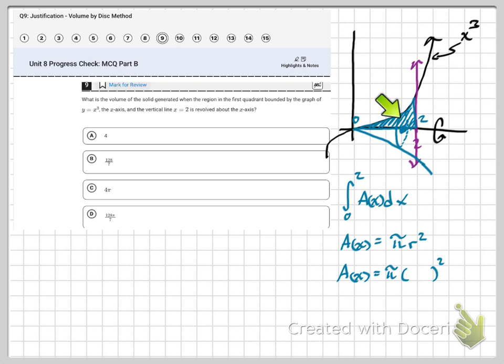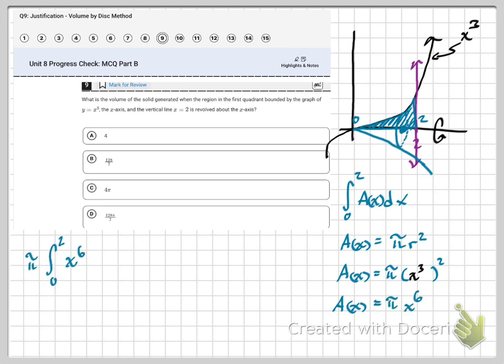Now, if you're just looking at this circle, maybe it makes a lot of sense to you. The radius always starts at the axis of revolution, and then it goes up to the outer curve, or whatever curve you're revolving, in which case it's x to the third. And so that's going to be our radius. If we simplify this really quick, it'll be pi x to the 6.